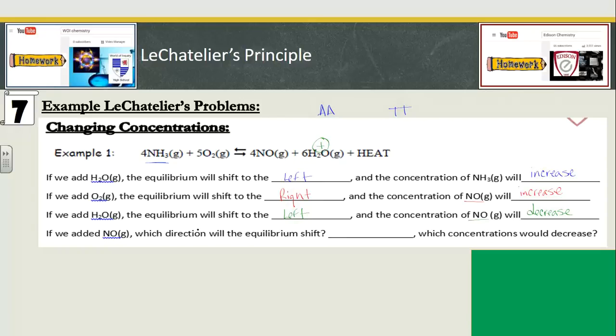If we added NO, oops, I forgot to erase this, which direction will the equilibrium shift? Away from what we add, so it's going to shift left. Which concentrations would decrease? Well, NO would decrease, H2O would decrease, and heat would decrease as well, because they're on the side that the reaction shifted away from.